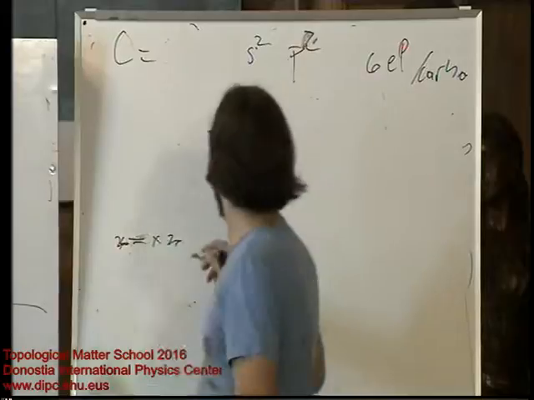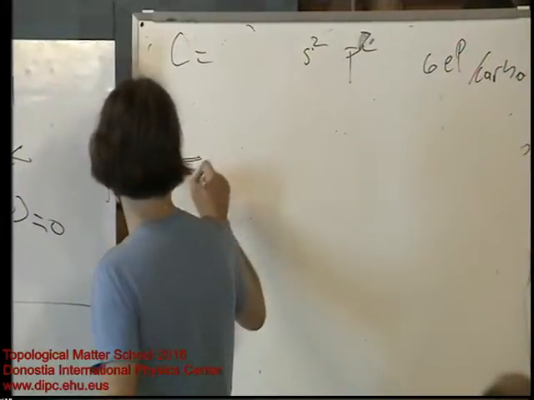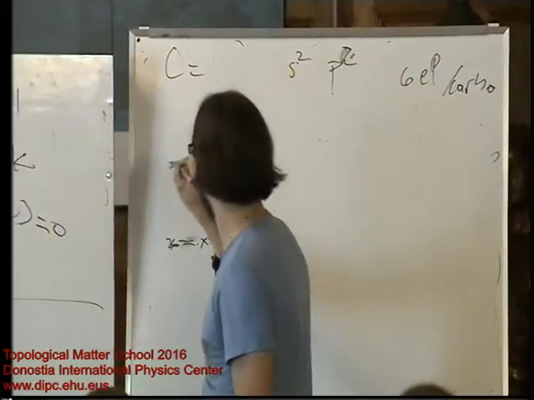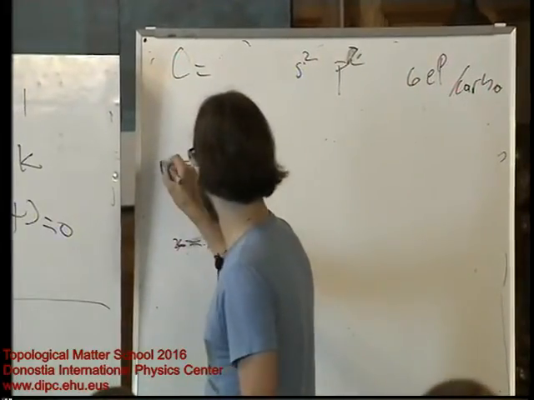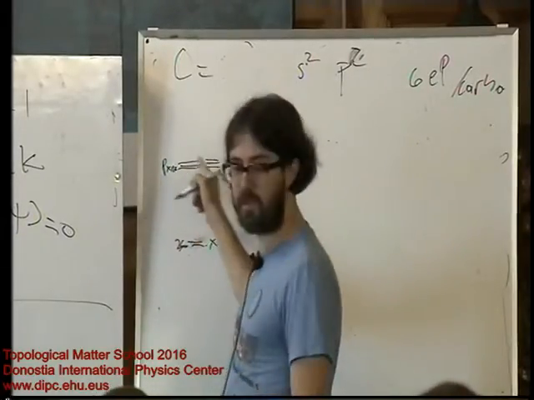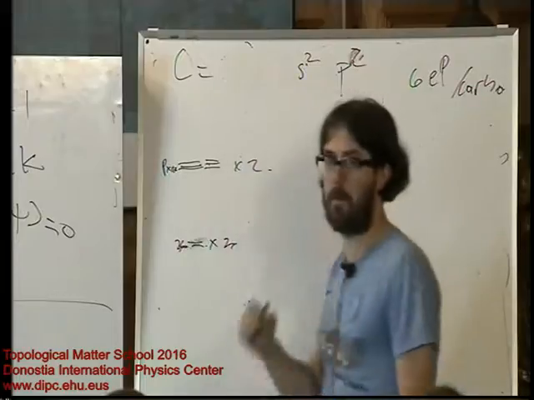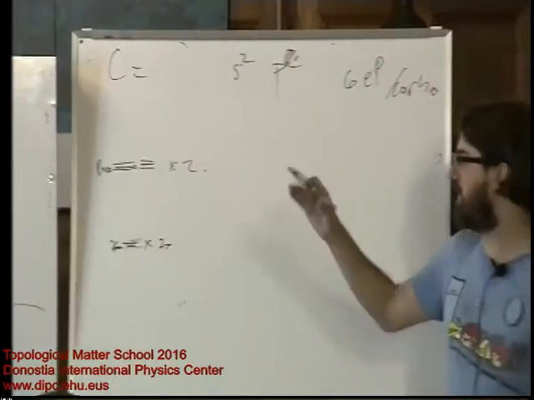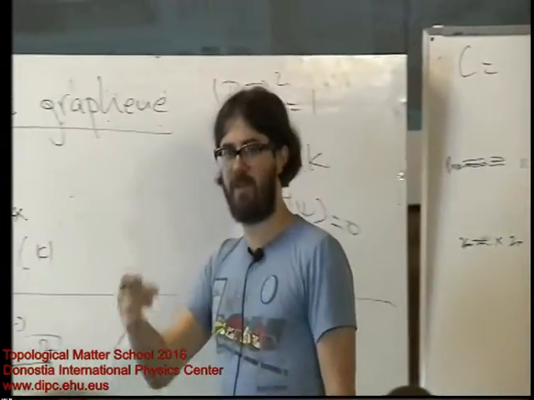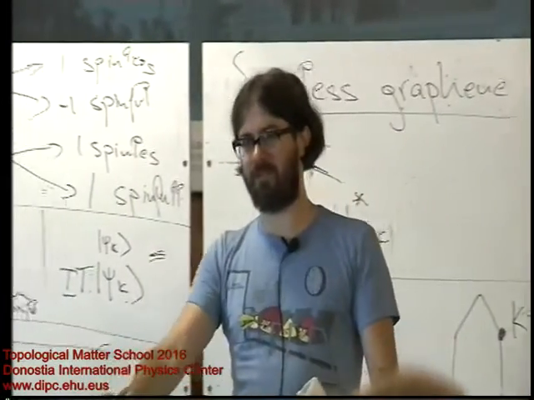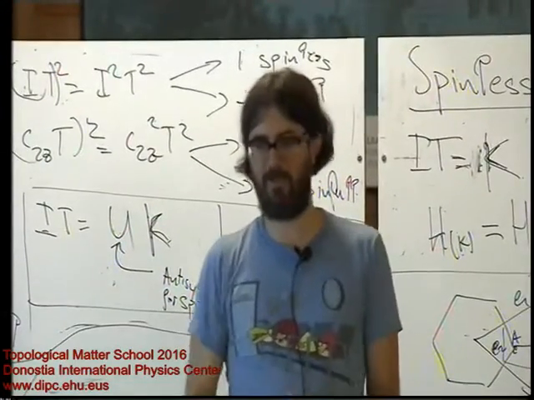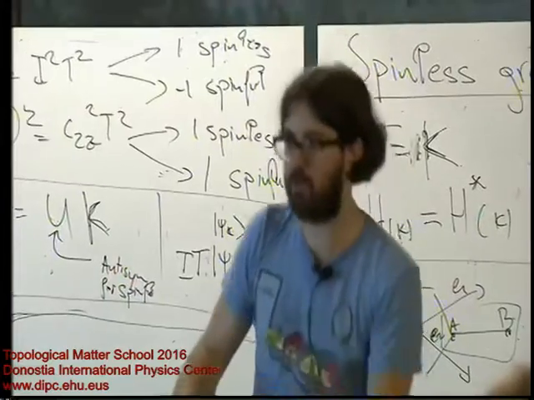Agreed? But now I have p orbitals. I have px, py, and pz, 3 of them on the A position, 3 of them on the B position, times 2 spin. Which one do you think splits? I have pz orbitals, which are out of plane. Can in-plane orbitals mix with pz? Think of the graphene sheet. Does any orbital mix with pz?